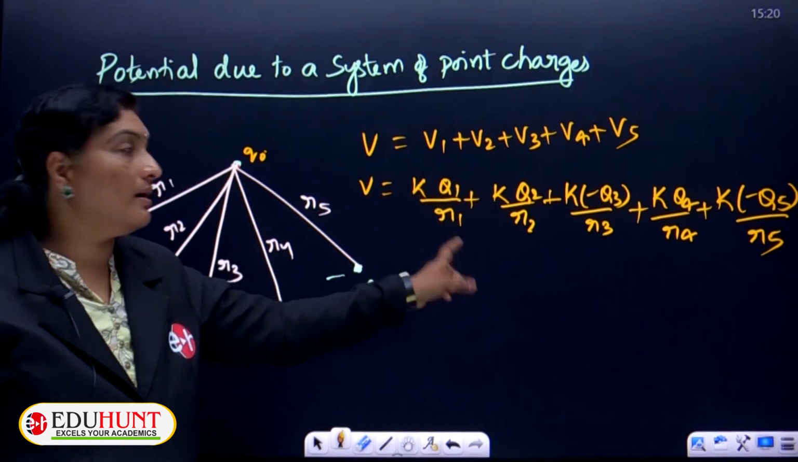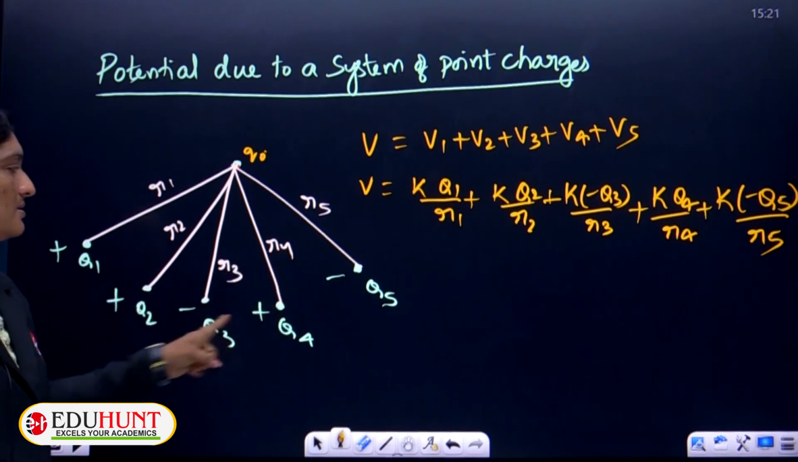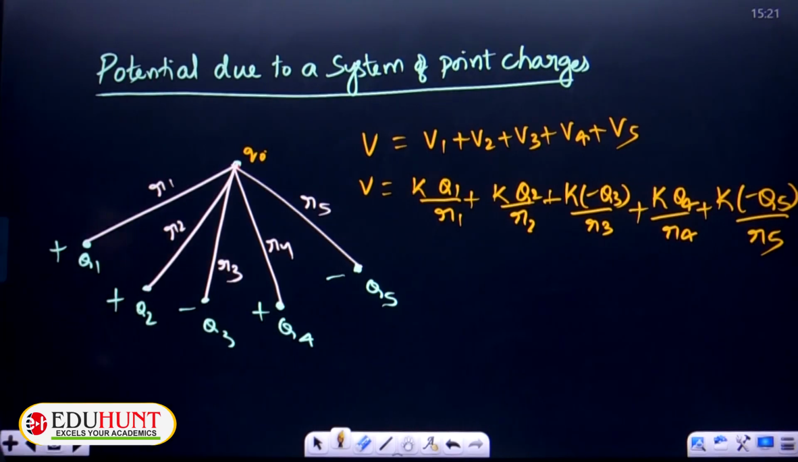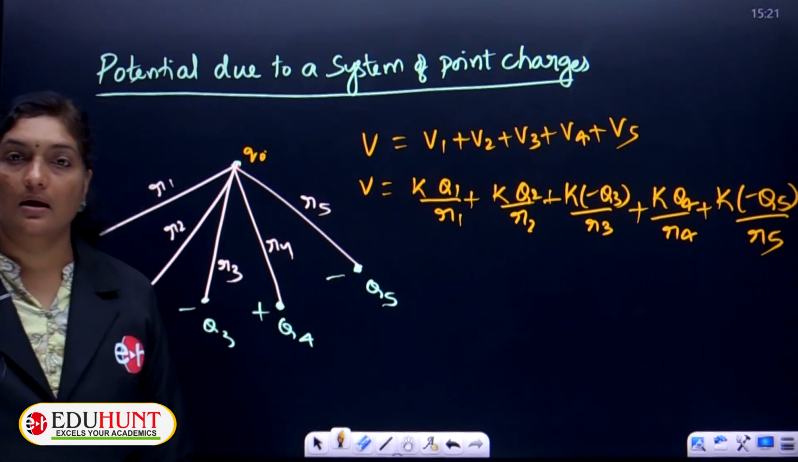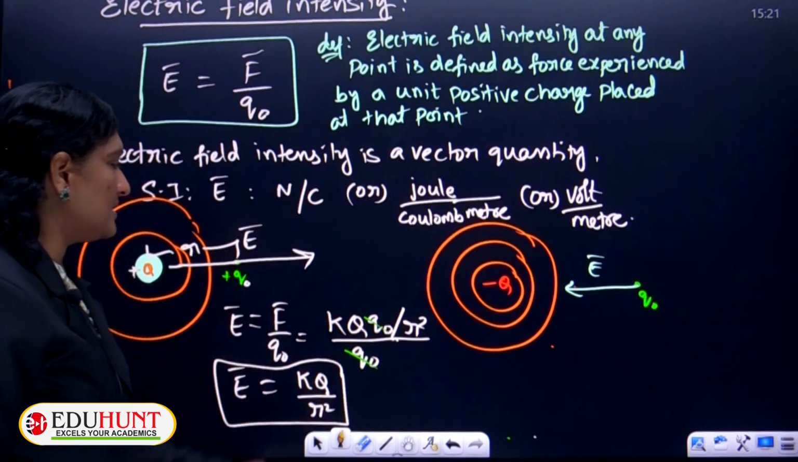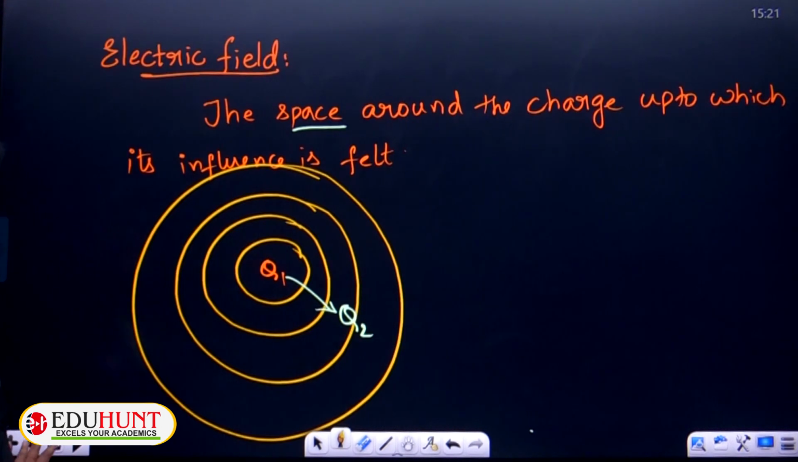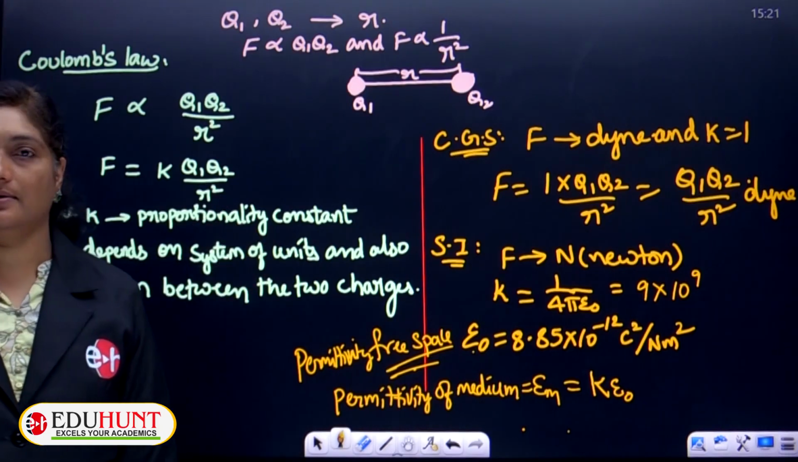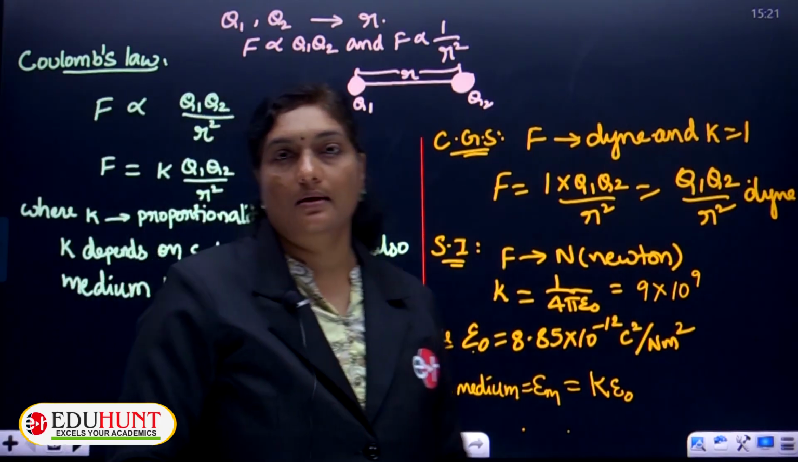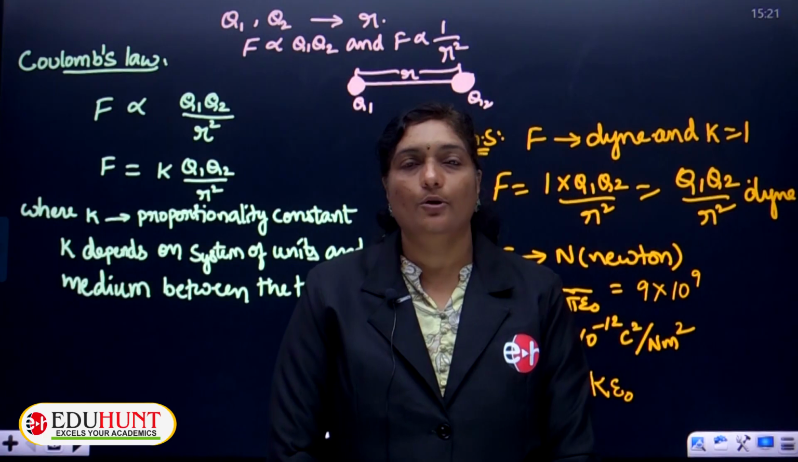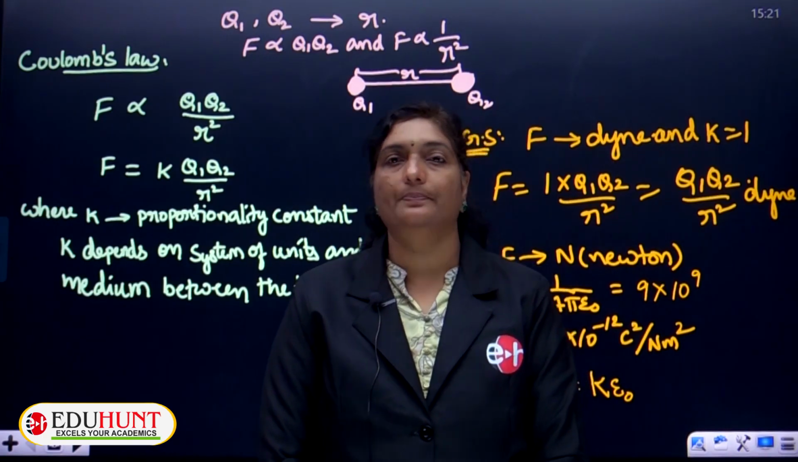The formula is KQ by R, and the signs of the charges are taken accordingly as they are given. So, this is all about the potential due to a system of point charges. Always remember, the formula for potential is KQ by R, the formula for electric field intensity is KQ by R square, whereas the formula for force is K times Q1 Q2 by R square. Let us remember these formulas and go through them thoroughly so that we can apply them in solving numericals based on this concept. Okay, children, go through. Thank you.